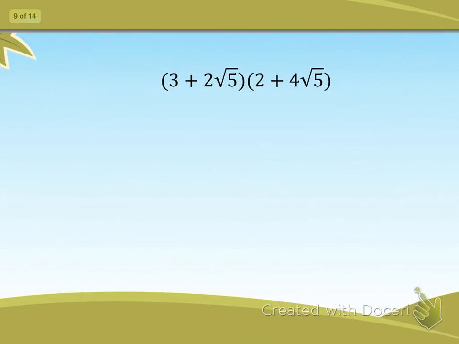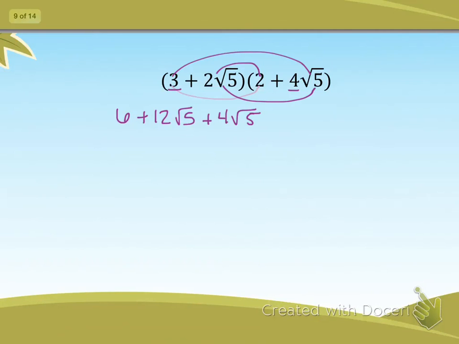Okay, so if we're going to FOIL again, I have 3 times 2 to get 6. O stands for outer, so we multiply the coefficients, so 3 times 4 to get 12. I stands for inner. Multiply the coefficients, so 2 times 2 gets me 4. And L stands for last. Multiply the coefficients to get 8.